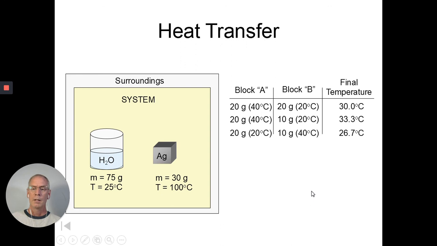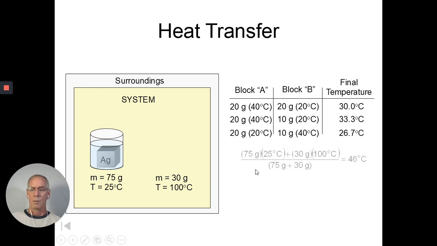Now, let's try another one. This time, I've got a little block of silver. It's at 100 degrees Celsius, 30 grams, and I'm going to drop it into this water that's at room temperature, 75 mils of water. And when I drop it in, I want to know what's the final temperature. Now, if we've done what we've done up to this point, which is take the mass times the temperature plus the mass times the temperature divided by the sum of the masses, you get 46 degrees Celsius.